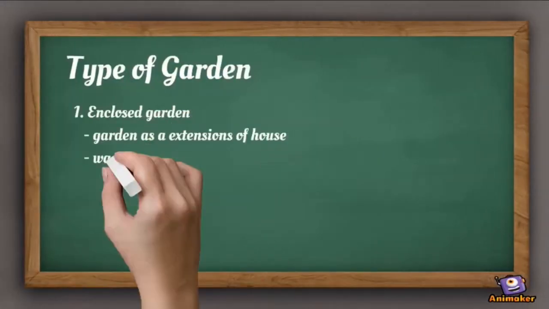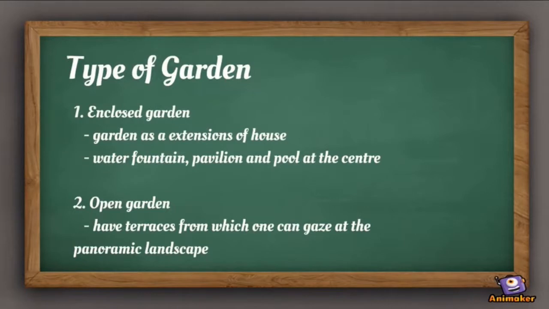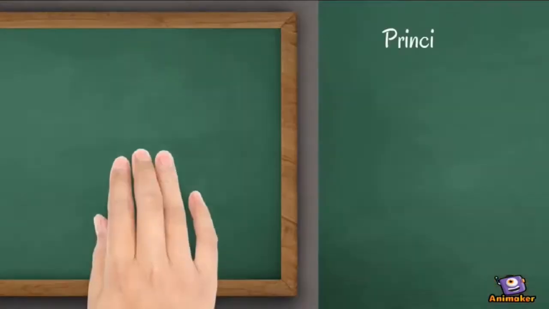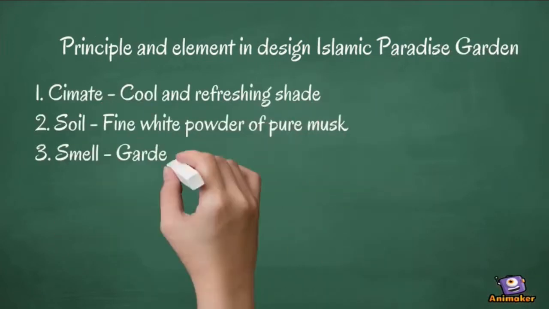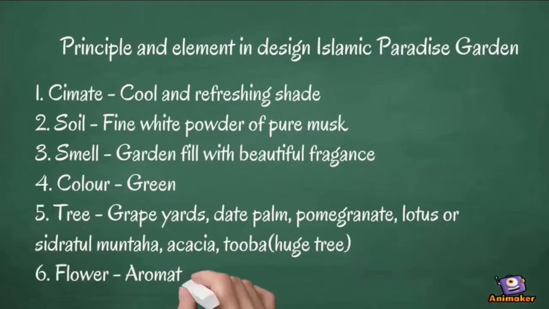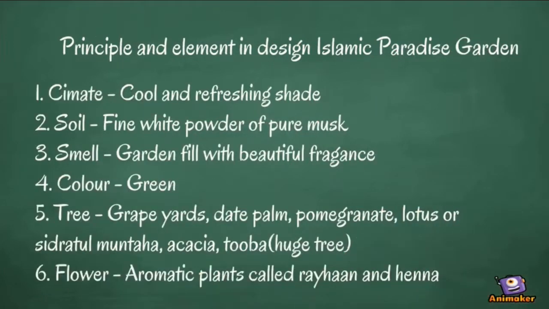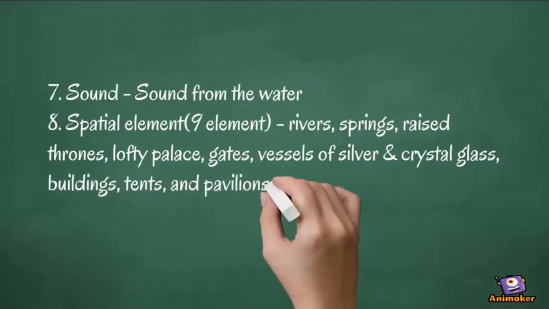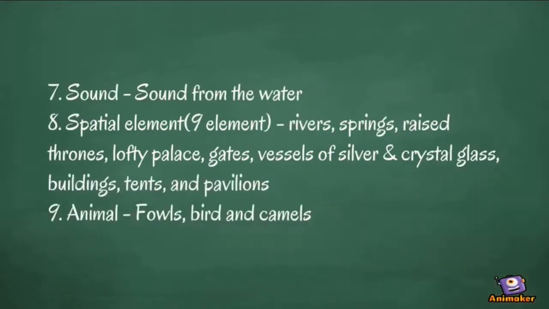Types of garden. Enclosed garden, a garden as an extension of the house. Open garden, a garden that has terraces from which one can gaze at the panoramic landscape. The principle and elements in the design of an Islamic paradise garden: climate, soil, smell, color, tree, flower, sound, spatial element, animals.